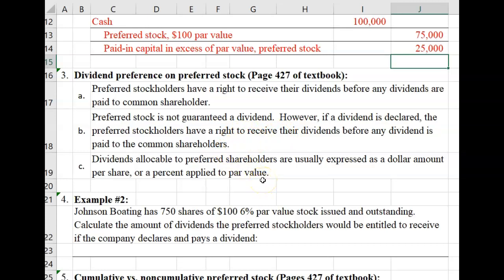Dividends allocable to preferred shareholders are usually expressed as a dollar amount per share or a percentage applied to par value. Example: Johnson Boating has 750 shares of 6% $100 par value preferred stock issued and outstanding. Calculate the amount of dividends the preferred shareholders would be entitled to receive if the company declares and pays a dividend.